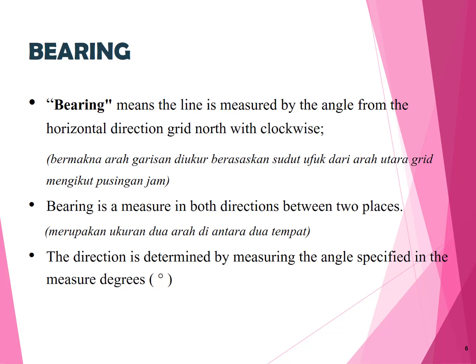Bearing. Bearing means the line is measured by the angle from the horizontal direction of grid north, clockwise. Bearing is measured in both directions between two places.